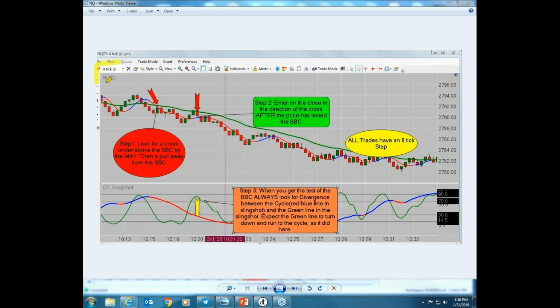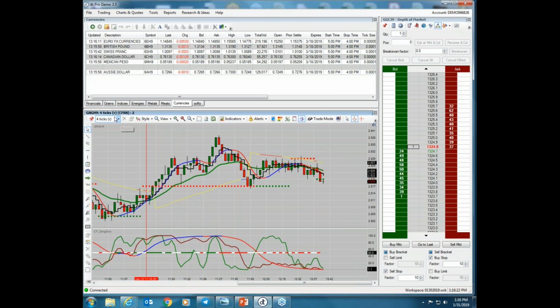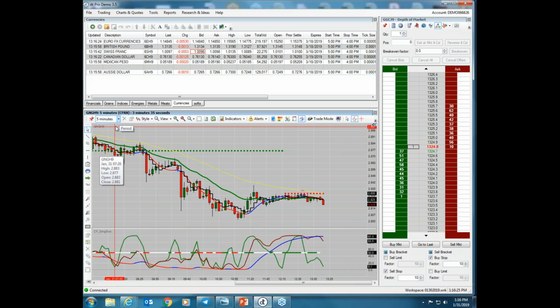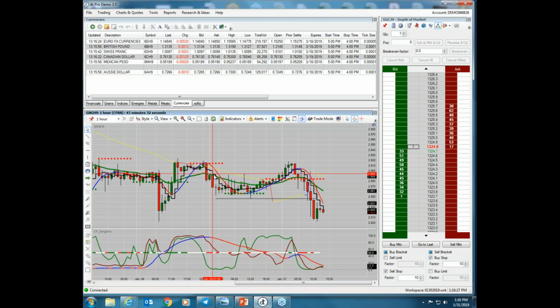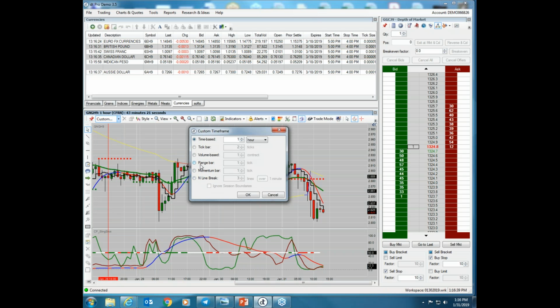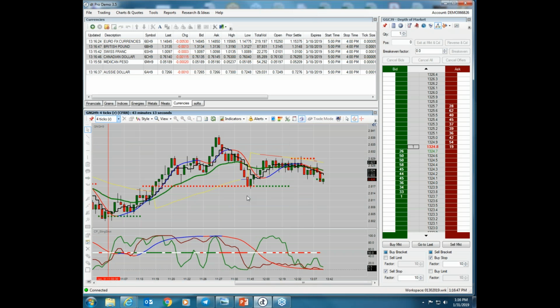All right, first order of business, the time frame, which is a four-tick range chart. If you have DT Pro, chances are you might be on a five-minute or an hourly, but the game plan is to get to a four-tick range. See where my mouse is? Left-click on the drop-down box and go down to custom. Another box is going to open up. Select range bar, not tick bar, range bar. Make that one look like a four, and then you're on the correct time frame. You're on a four-tick range.